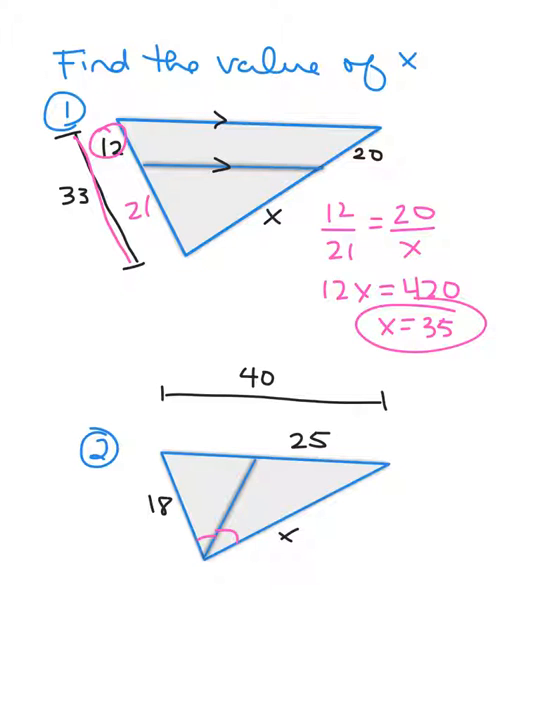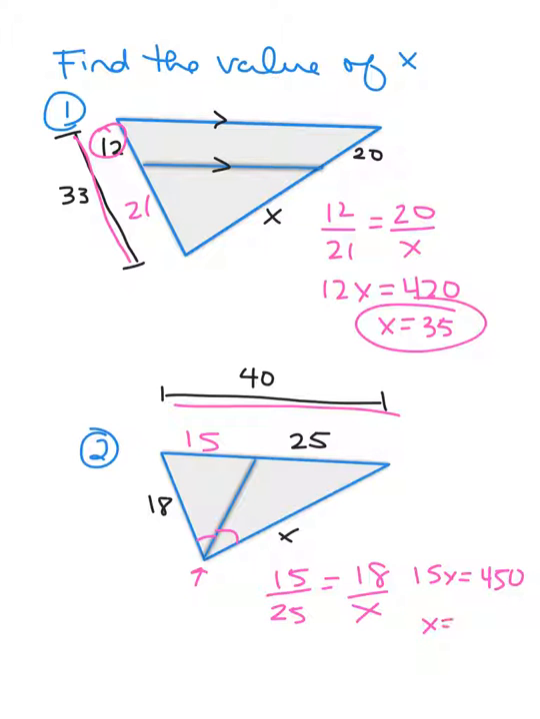In my next example, I see that I have a triangle and I have a ray that bisects the angle. I know if the whole piece here is 40 and the other side is 25, this is going to make this piece right here 15. So I can set up my proportion. I have 15 is to 25 as 18 is to x. Now when I cross multiply, I have 15x is equal to 450. Divide both sides by 15, and I know x has a value of 30.